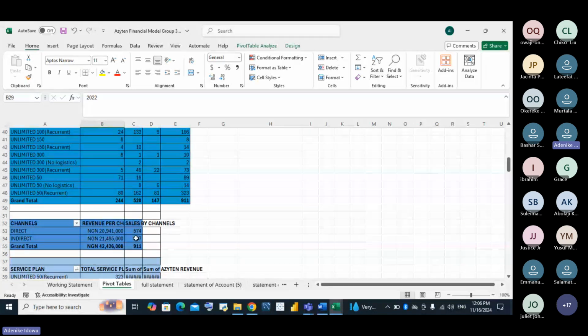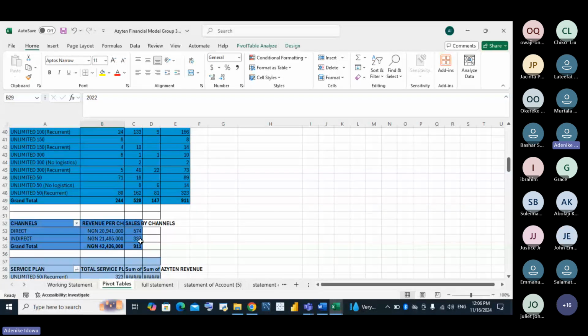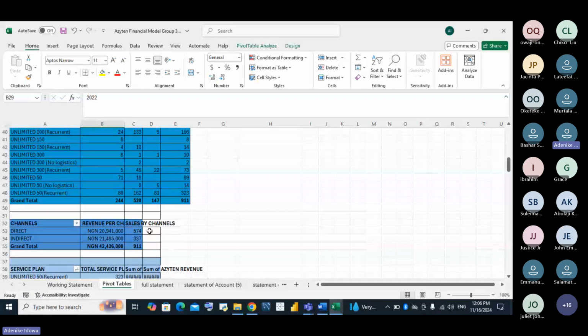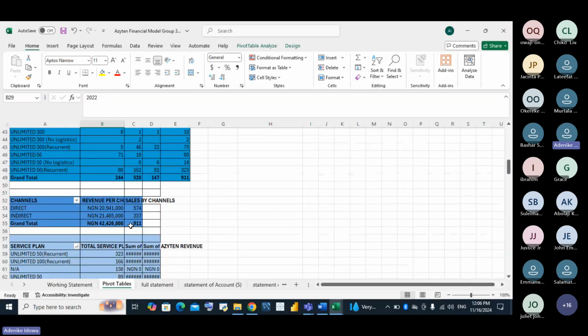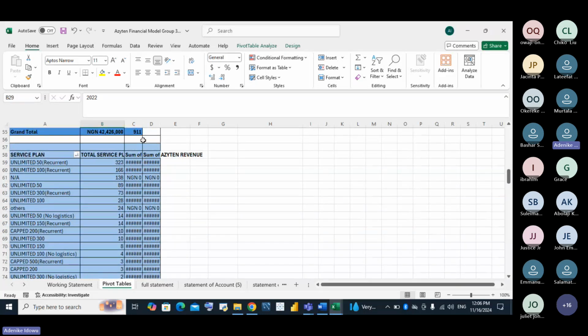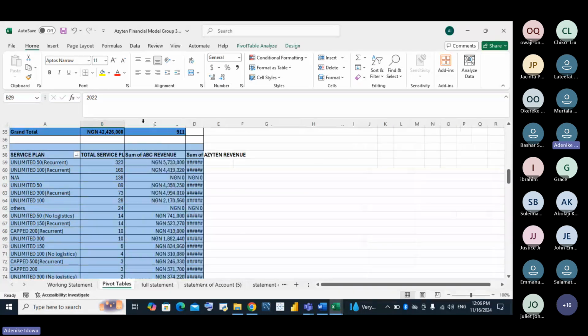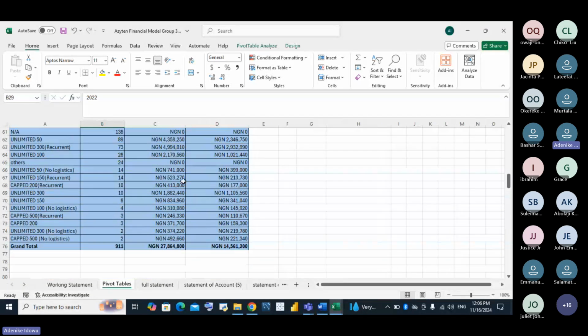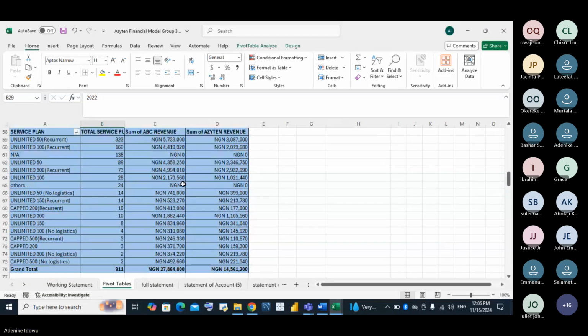Then from the table we see that some channels are direct and indirect channels. So for sales by channels, direct channels have 574 sales, indirect 337. However, even though direct has more sales, indirect generated more revenue. Then we have service plan by ABC, the way ABC generated their revenue by service plan.